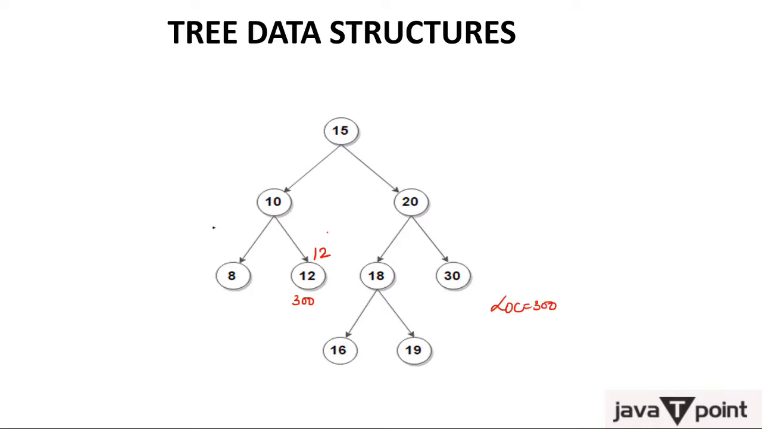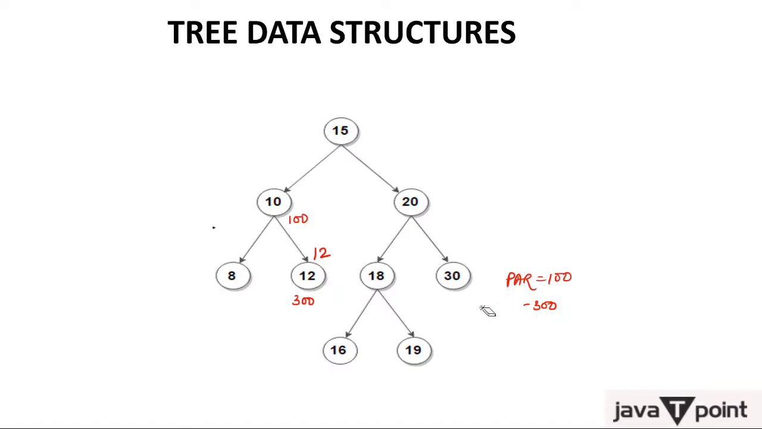Okay, and what will be the parent? The parent of 12 is what? Parent is 10. Suppose the address of this is 100. So the parent address is 100. Fine. So these are two things that you will return. Your job is to search whether the element is existing. If existing, then what is the location of that node, and what is the location of that parent.